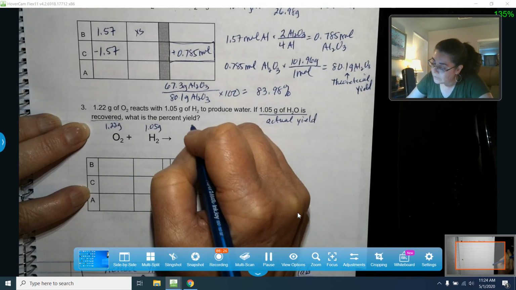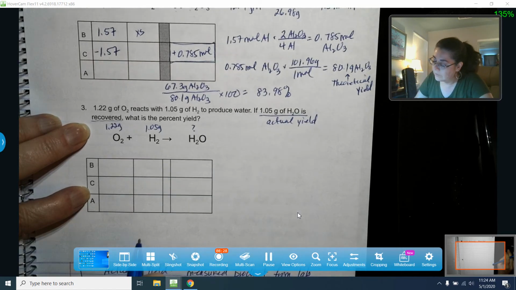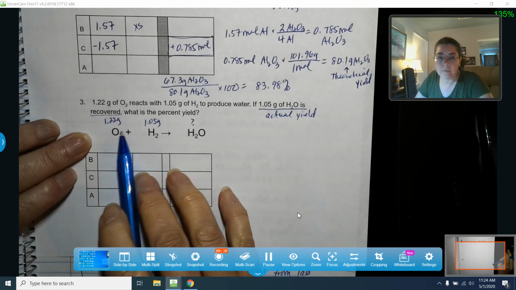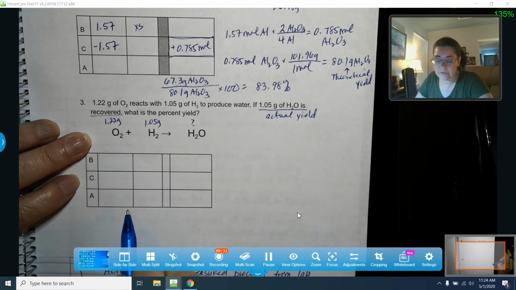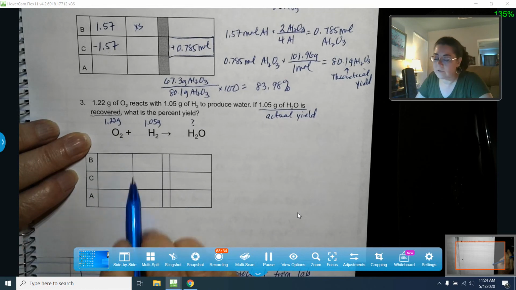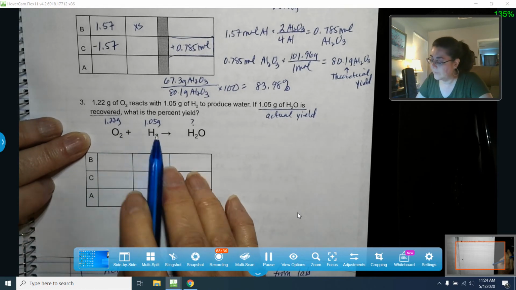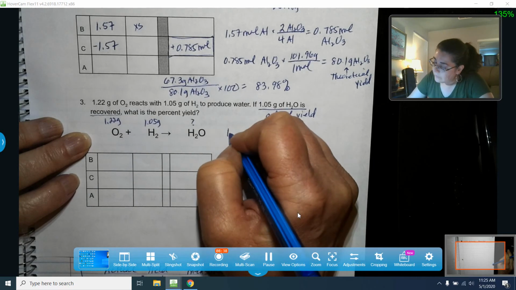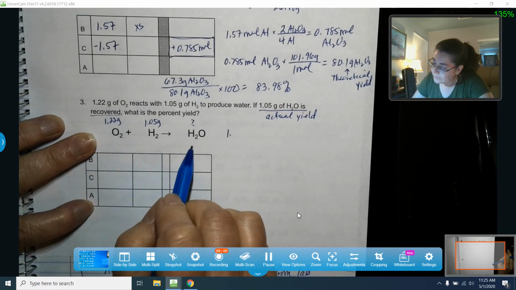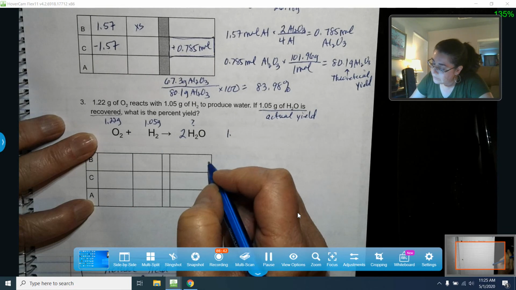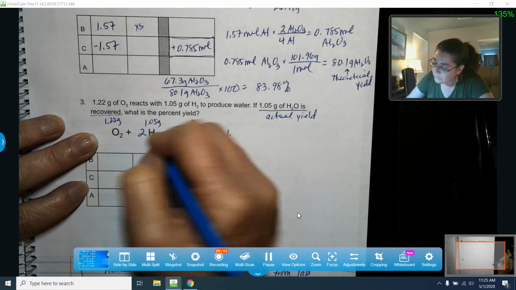Okay, and what we need to do is find the theoretical yield. Notice with this problem, we don't know which one of these is the excess reactant, so we've got to do a limiting reactant problem here. The first step is to balance it. So I have 2 of these, 2 of those, balanced.